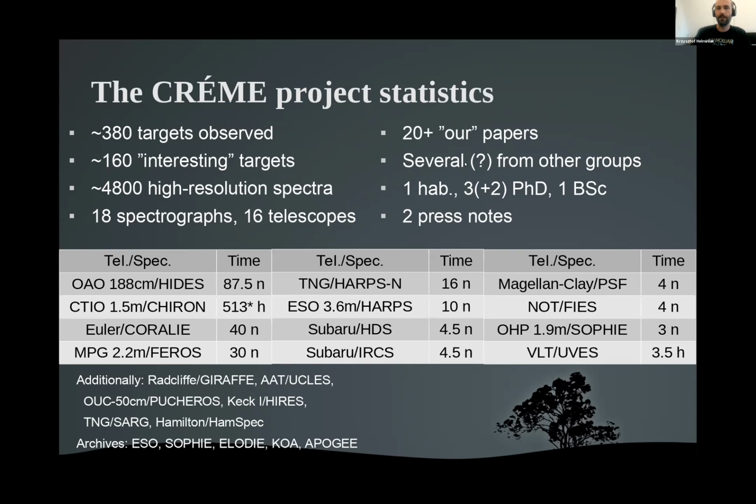Currently, we are at something like 23 to 25 papers, either directly related to the project or using data from the project. Then there are other groups that use our spectra that are in the archives, like the ESO archive. The whole project contributed to 1 habilitation and 3 PhD degrees. There are 2 more PhDs coming, 1 Bachelor of Science, and there were also some press notes.